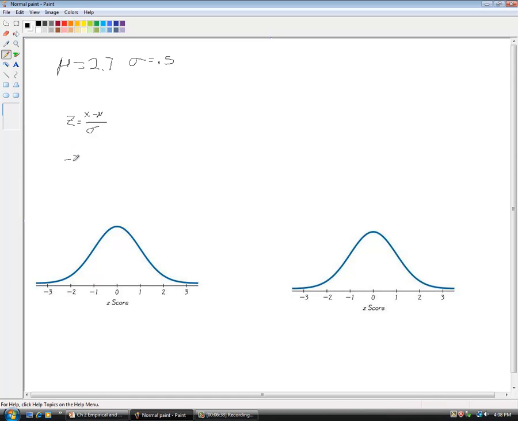So we know this value to be negative 2.5. We don't know x, we're trying to solve for x. The mu is equal to 2.7, so we subtract 2.7, and we're going to divide by 0.5. Now we're going to just do the little math here. So we multiply each side of the equation by 0.5 to remove this from the denominator. Negative 2.5 times 0.5 is negative 1.25. And that equals x minus 2.7. And when I add 2.7 to each side, that means my x will be equal to 1.45. So the school lists the z-score as negative 2.5, and that correlates to a GPA of 1.45. So that was the first of the questions.